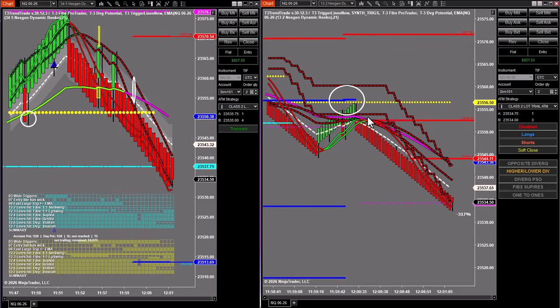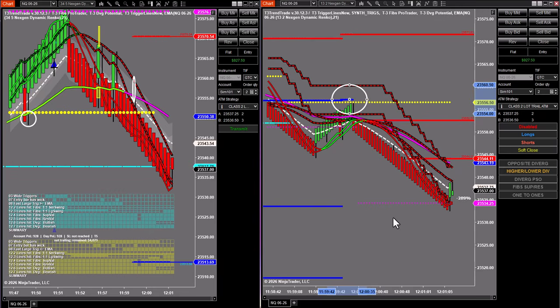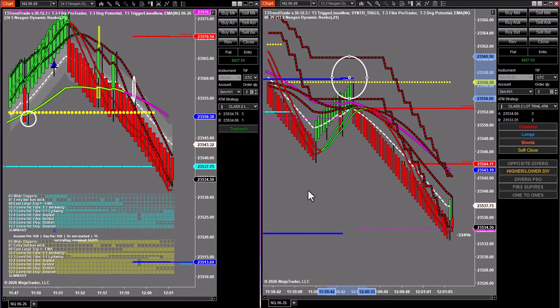Again, for me, one-to-ones with everything going down with the expectation of getting lower, I like that as a discretionary short. Did somebody take it? Please tell me somebody took it, even after a reversal bar.